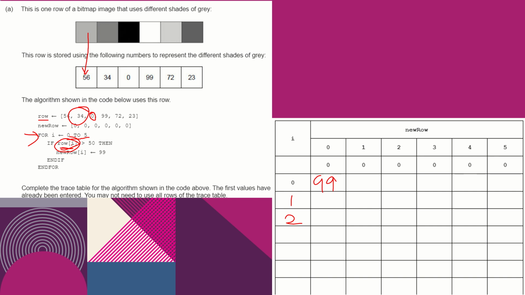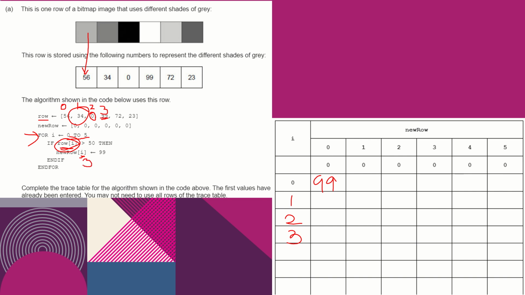Now it's 2, and row 2 is 0. Is 0 greater than 50? No. So we are not doing anything. We are just going to increase the value of I. Now I has become 3. Row 3. So see, the indexing starts from 0, 1, 2, and 3, like this for an array. What is row 3? It's 99. Is it greater than 50? Yes, it is. So new row I is 99. Remember, I is what? I is new row 3.